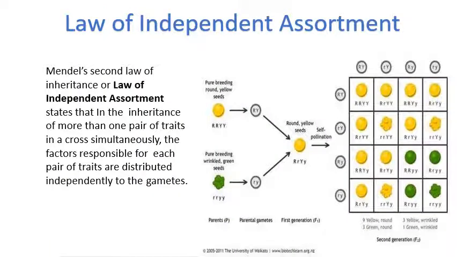Law of independent assortment. It is the second law of inheritance, known as the law of independent assortment. It states that in the inheritance of more than one pair of traits in a cross simultaneously, the factors responsible for each pair of traits are distributed independently to the gametes.